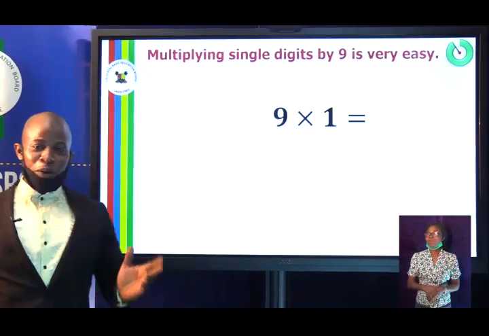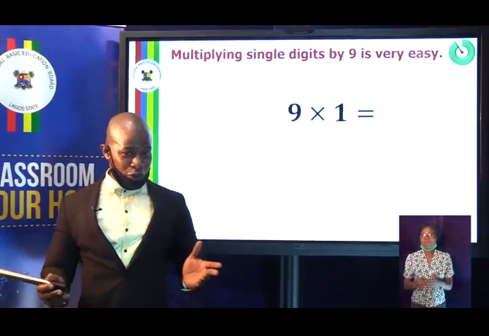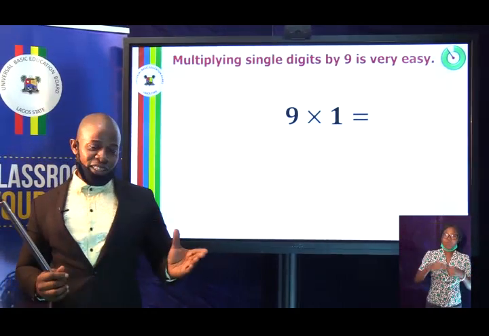Now, I'm going to make it in a song fashion for you so you find it very easy to remember. The song goes like this.